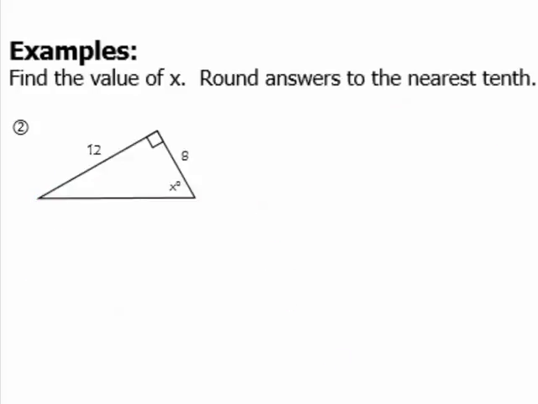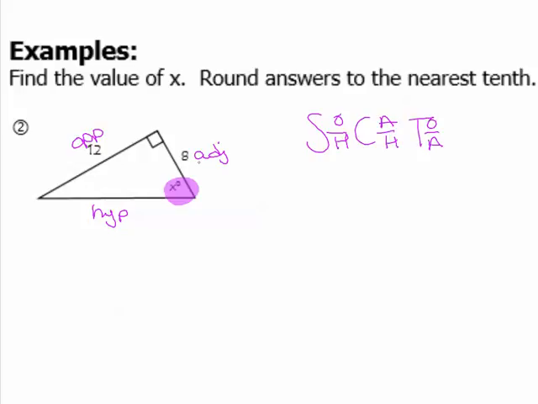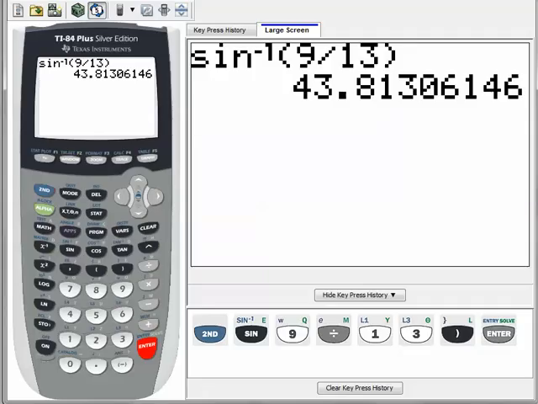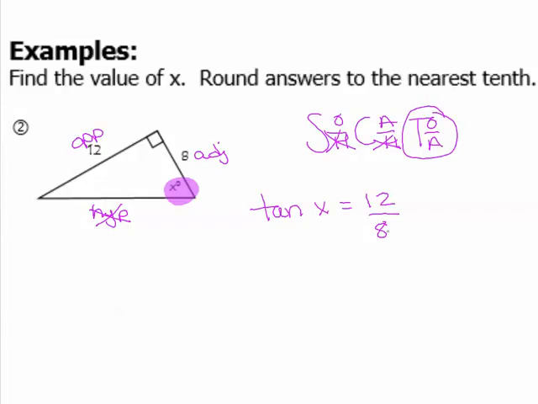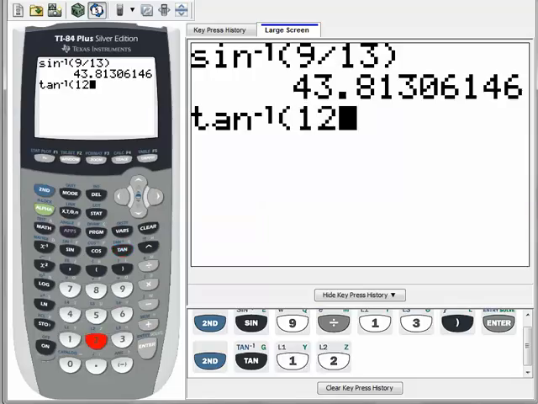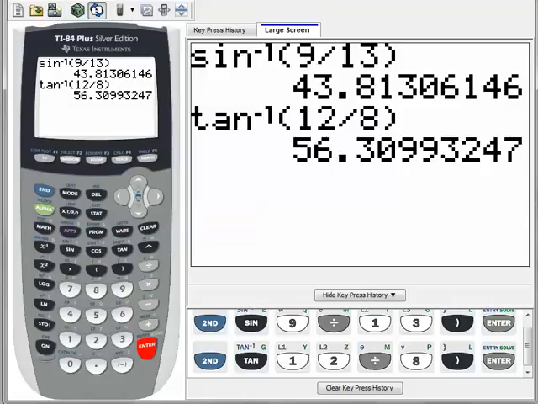Moving on to another example. This time I'm going to pick where the x is, and I'm going to label my opposite, my hypotenuse, and my adjacent. I'm going to look at SOHCAHTOA, and I'm going to say which one doesn't have anything by it. The adjacent has an 8, the opposite has a 12, and the hypotenuse has nothing. So I get rid of everything with an H. I'm going to pick tangent. Tangent of x equals opposite over adjacent. So I'm going to go to my calculator. I'm going to hit the second key and tangent, and then 12 divided by 8. And I get 56.3.